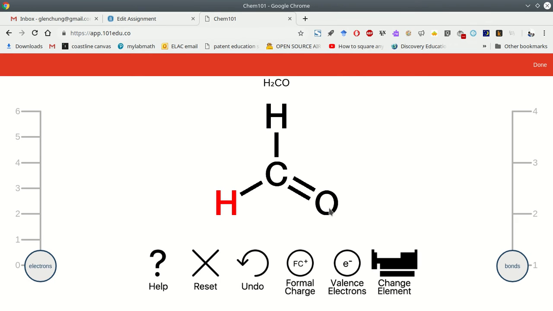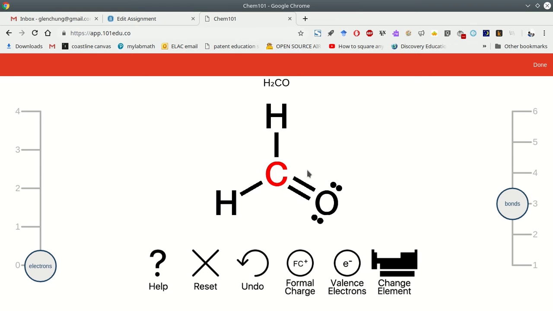Okay, so here's the formaldehyde structure. So these are known as lone pairs. These dots are electrons which are not involved in the bonding. Now, I wanted to show you about the formal charge feature. Just by clicking on formal charge, I could see that the formal charges are all 0. You're going to see that in the next homework assignment.